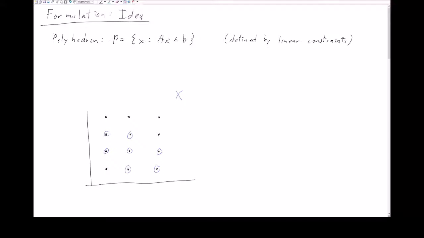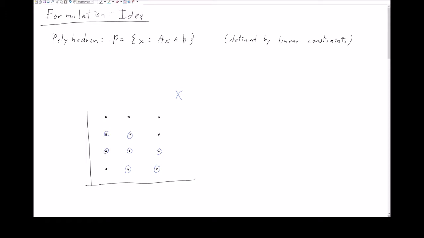In the previous lecture, we looked at formulations as a way to convert a combinatorial problem into an integer program. Here, we're going to take a slightly different look at what a formulation is so that we can continue to think about integer programs and formulations geometrically. So first, let's go through the idea of what a formulation is.